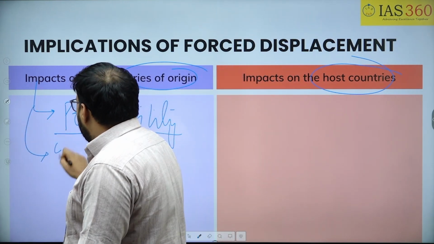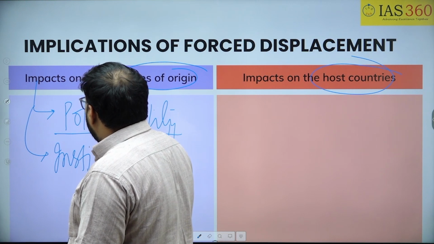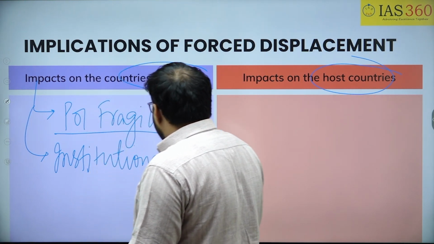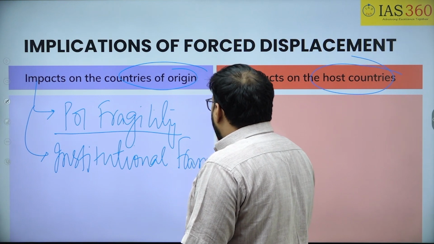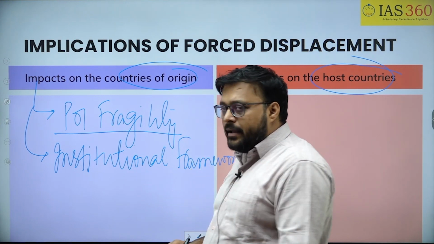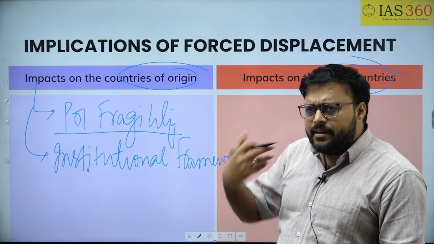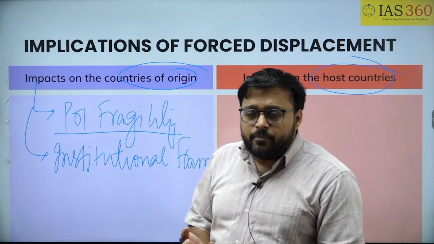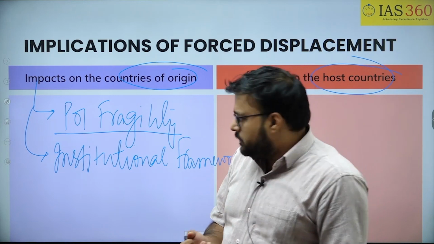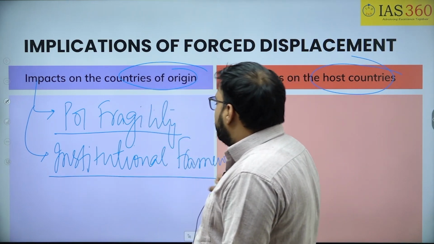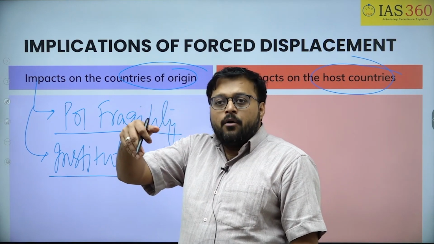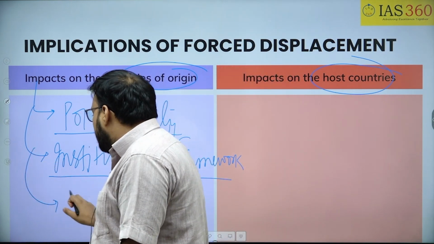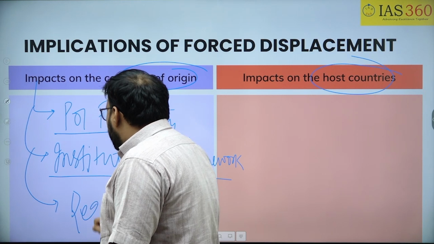Then there will be a deficiency which you can see in the institutional framework, because the people who were working in that country have migrated because of religious persecution, because of the facilities, because of the climate. There are n factors. So there you can see that the institutional framework is declining. Then you can also see that there are regional imbalances.